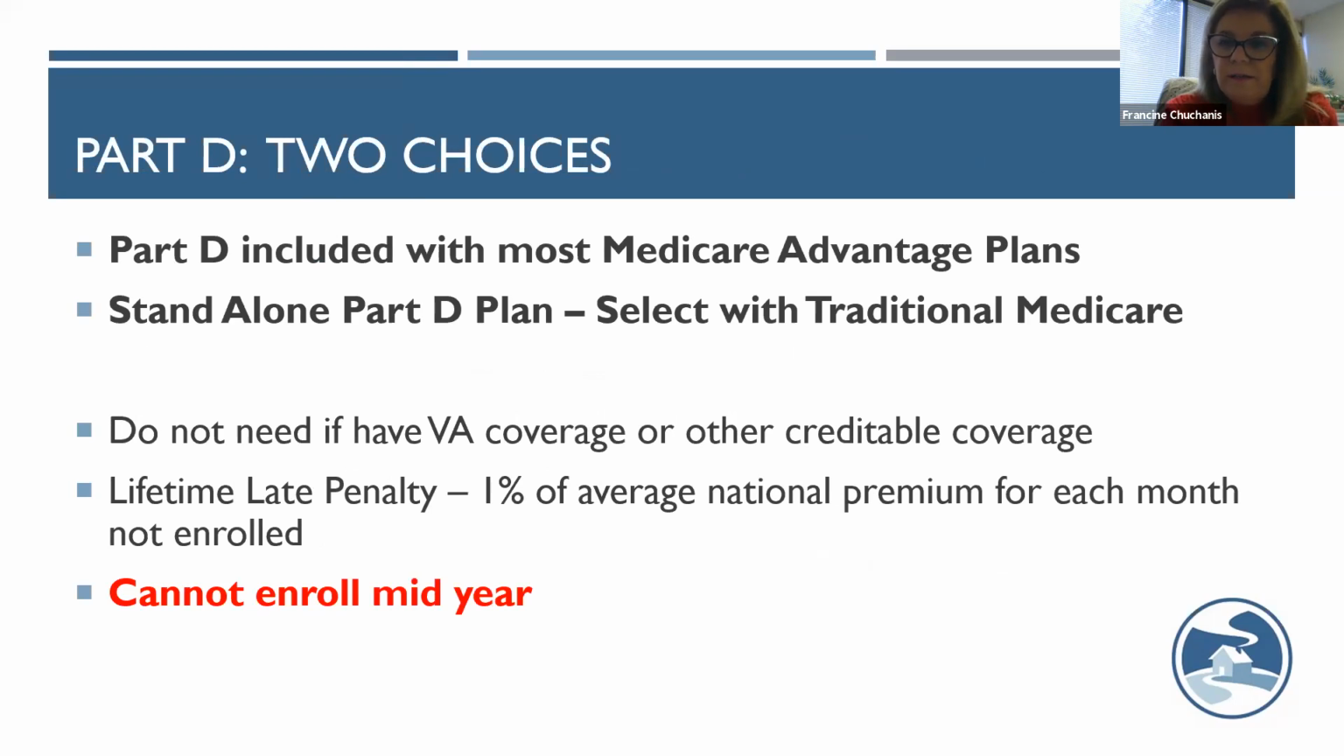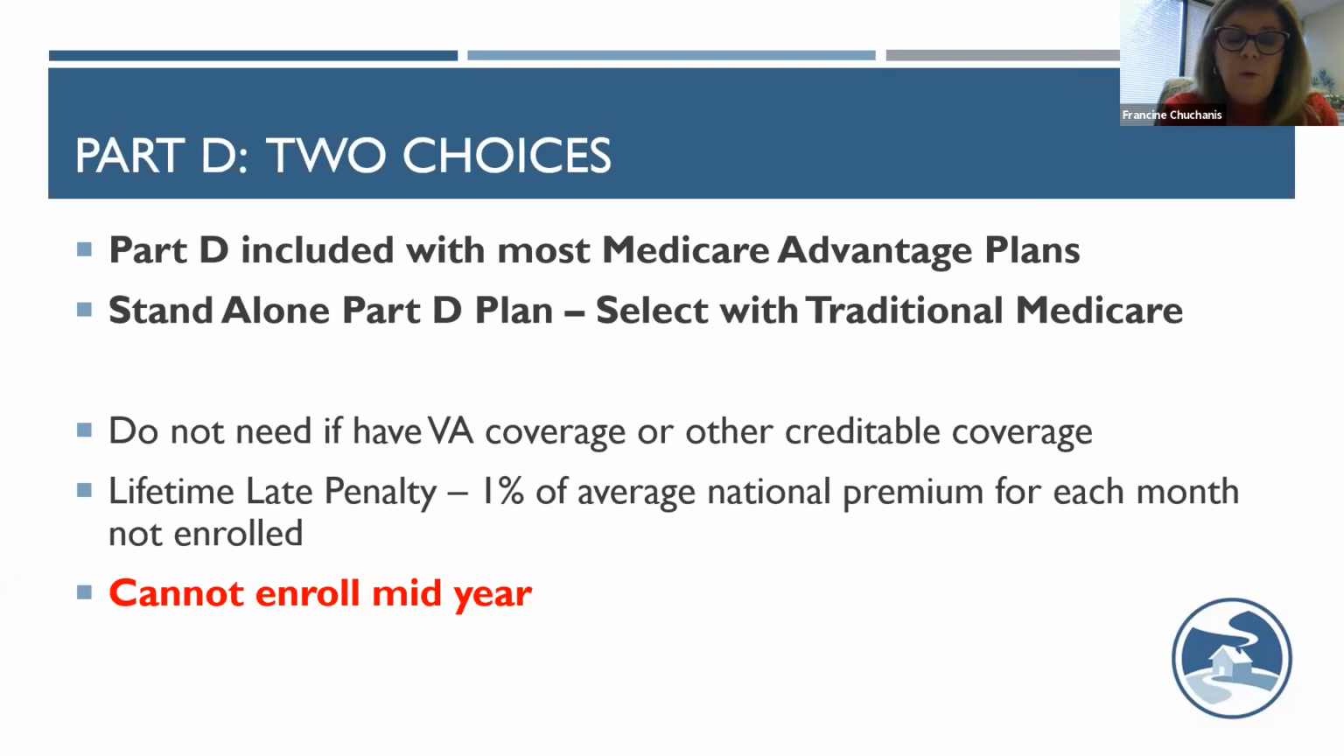With Part D, again, there are two choices. As I mentioned, most Medicare Advantage plans include drug coverage. So if you choose a Medicare Advantage plan with drug coverage, you've got your Part D. If you choose a Medicare Advantage plan that does not include drug coverage, and there are a few, you would have to select a separate, what we call standalone drug plan. Also, if you choose to get your coverage under traditional Medicare, even if you purchase a supplement, you would still need a standalone Part D plan unless you have creditable coverage through a retirement plan or through the VA.